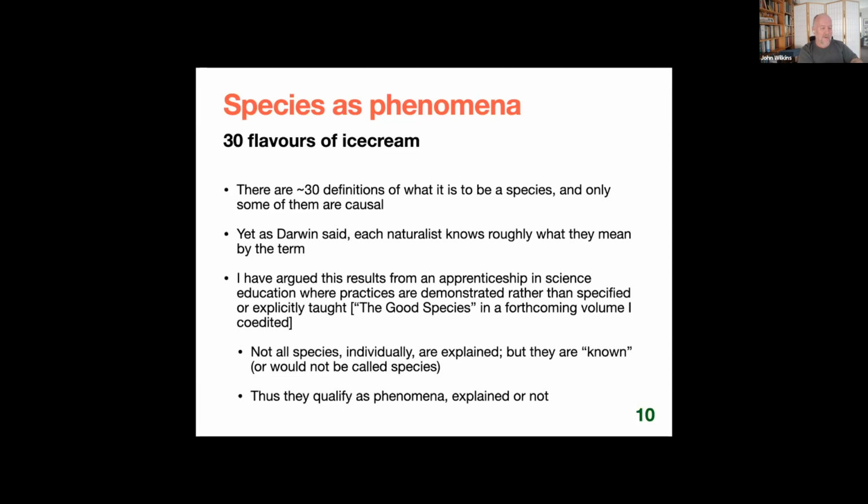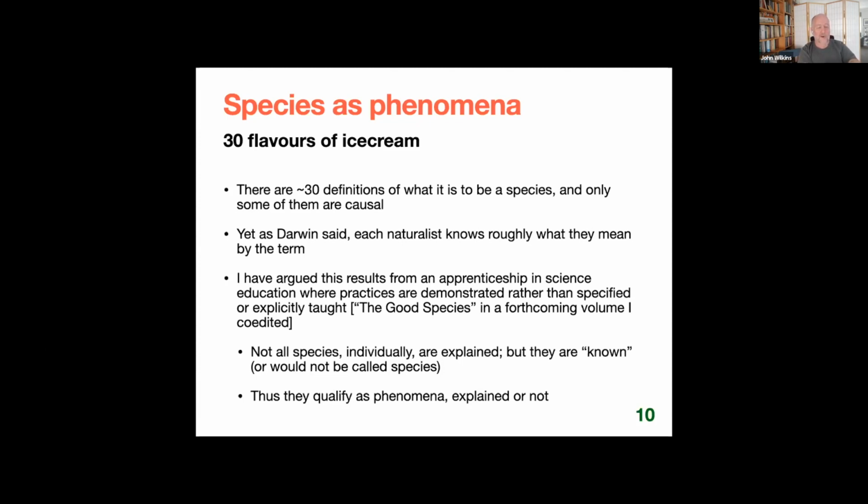So I've got a chapter in a forthcoming volume. The volume is called Species, Problems and Beyond, and the chapter is called The Good Species, where I point out that most scientists learn how to use species as a concept, not from definitions or explicit teaching, but by observing how other people apply it in their discipline.